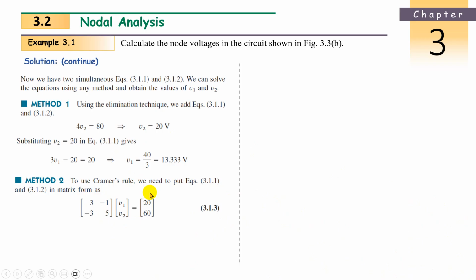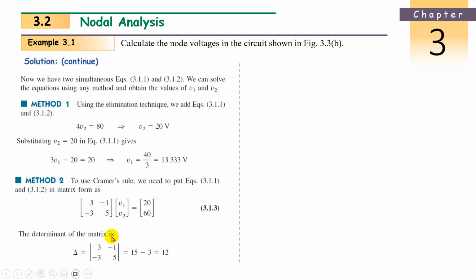Then V1 is nothing but remove the first column and keep 20 and 60 here. Find the determinant divided by the actual determinant. Same for V2: remove the minus 1 and 5, keep the 20 and 60 here. Take the determinant divided by the actual determinant. It will be V1 and V2. No need of any elimination here.